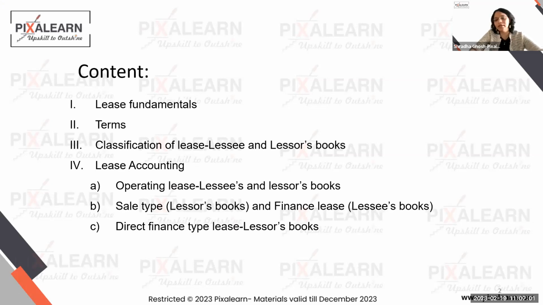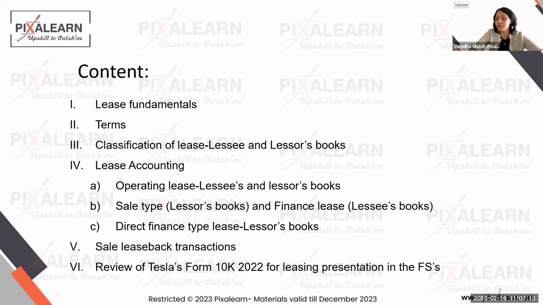There are three different kinds, and you'll be surprised to know that the one which people really find very daunting is very rarely used. We're going to talk about something called sale leaseback transactions. And the most interesting part, we're going to review Tesla's financial statement, because whatever we have studied or would be studying over the next 1.5 hours would all be shown in Tesla's financial statement.